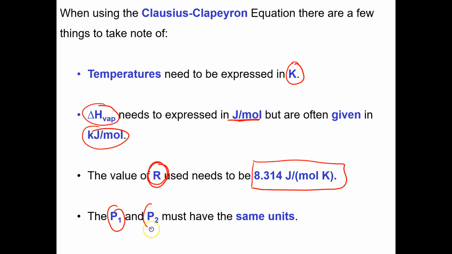Now, P1 and P2 don't need to be in any particular units, but they must be the same units. So they either both need to be torr, or they both need to be atmospheres, or some other unit of pressure, but whatever you use, they have to be the same. And as long as you follow those guidelines, it'll go pretty smoothly for you, especially if you use the solver.